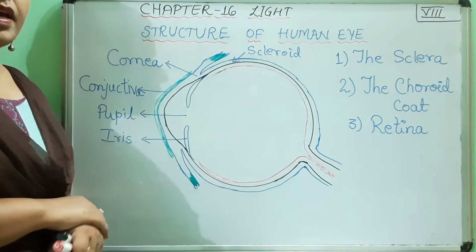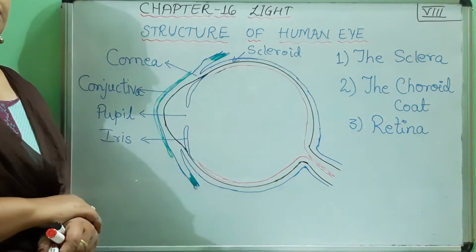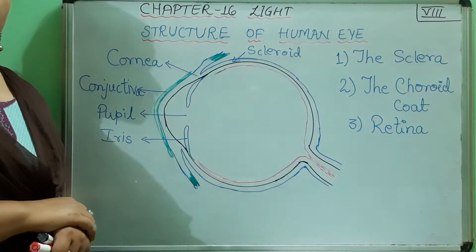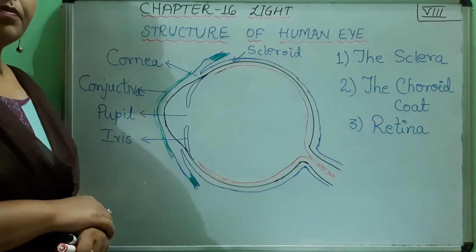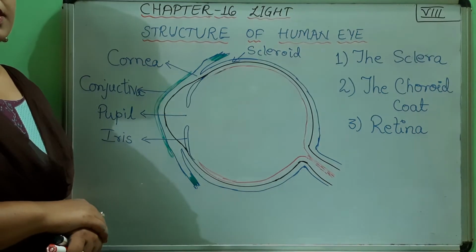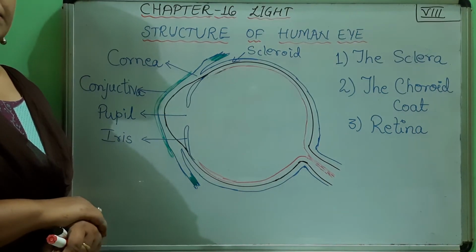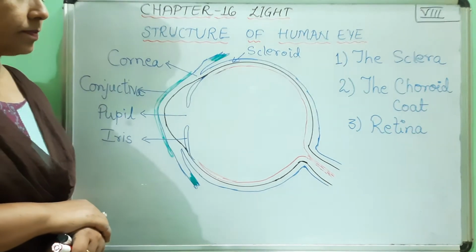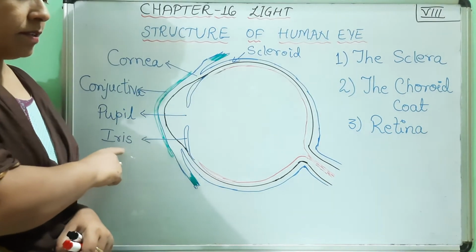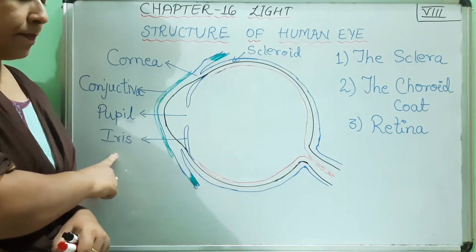Similarly, when we enter a place with very dim light, automatically the iris squeezes and the pupil enlarges and we are able to see within that dim light. Iris is responsible for the color of the eye.